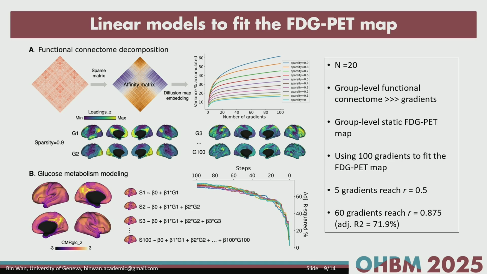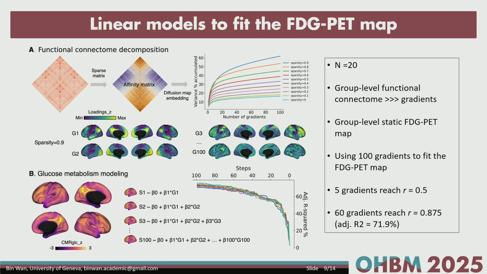Here G1, the first axis, captures the unimodal to transmodal gradient, and G2 captures the sensory to visual gradient, as well as G3, and we calculate 100 gradients to finally fit the FDG map. Here we use a stepwise regression, inspired by James Pang's Nature paper in 2023, which used eigenmodes to fit any brain functional map.